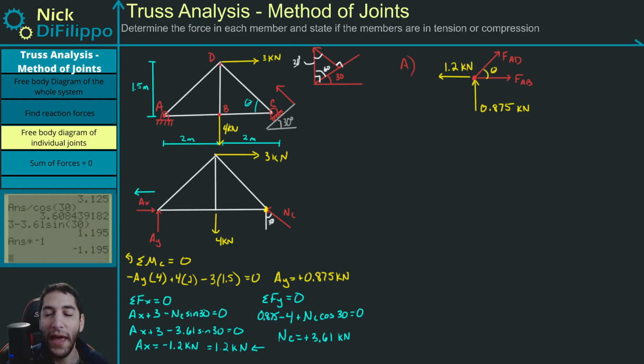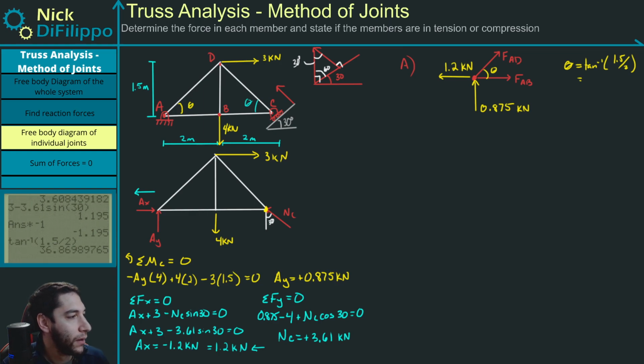I still need to figure out what that angle theta is. So that angle theta is this angle in my main drawing. I can figure that out by taking the inverse tangent of this distance, which is 1.5, over this distance, which is 2. So the inverse tangent of 1.5 over 2 is going to equal 36.9 degrees. So this will be 36.9 degrees.